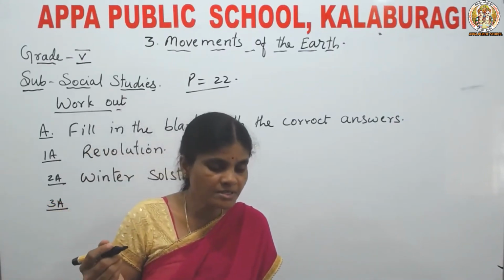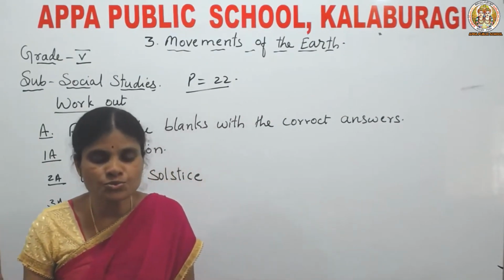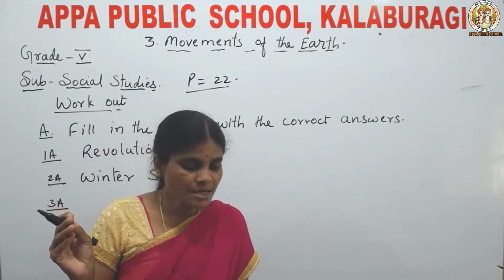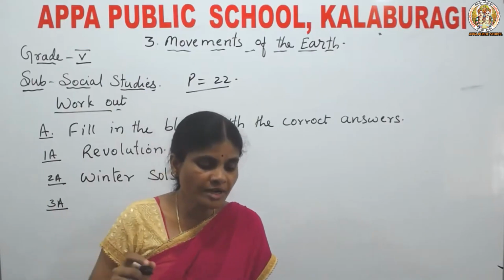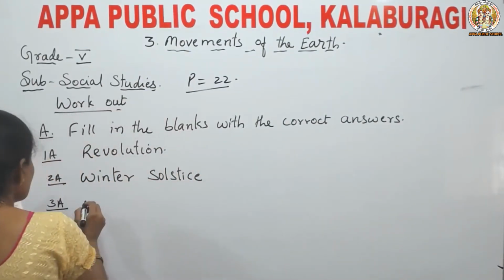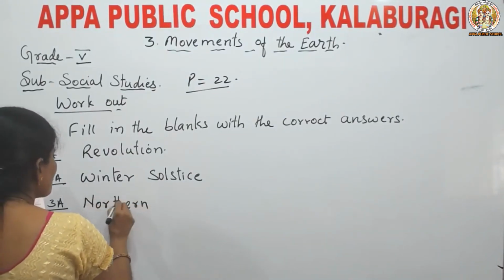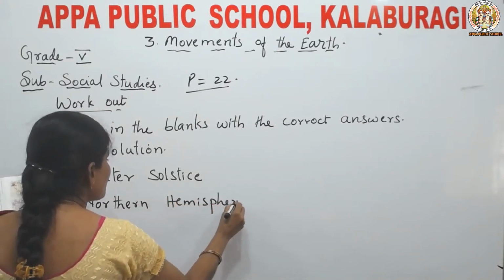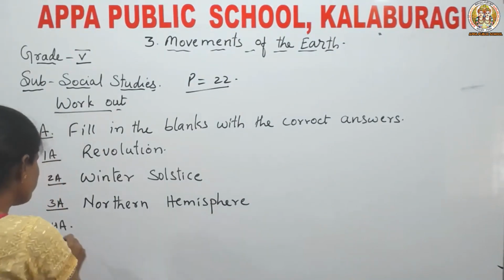On 21st June, every year, the dash tilts towards the sun. Which hemisphere tilts towards the sun? Three answers are given: southern hemisphere, northern hemisphere, and eastern hemisphere. On 21st June, every year, the northern hemisphere tilts towards the sun. Northern hemisphere.